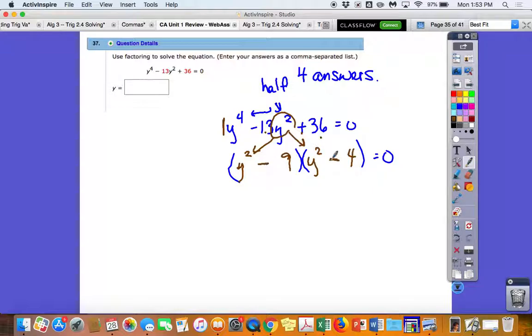Now, you have an option here. You can stop and set them both equal and solve, or you can continue to factor. So I'm going to do it both ways. So here's method 1.